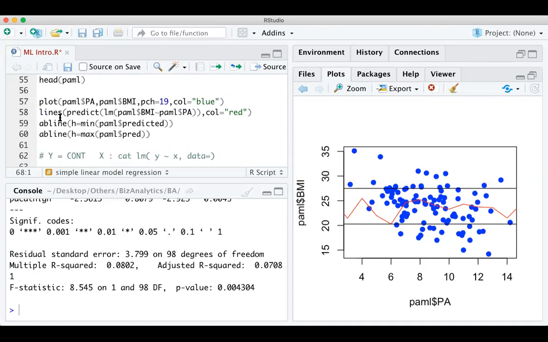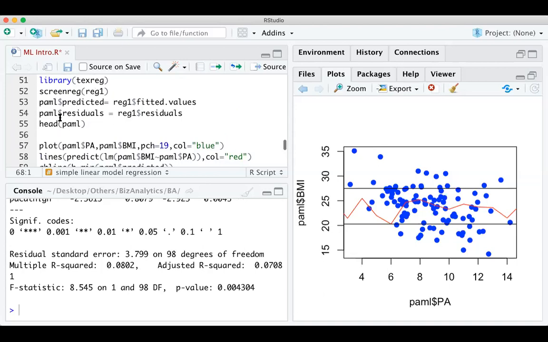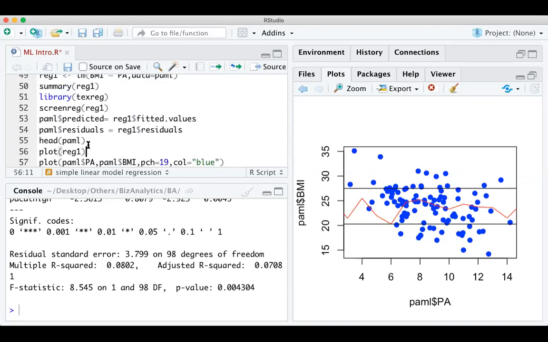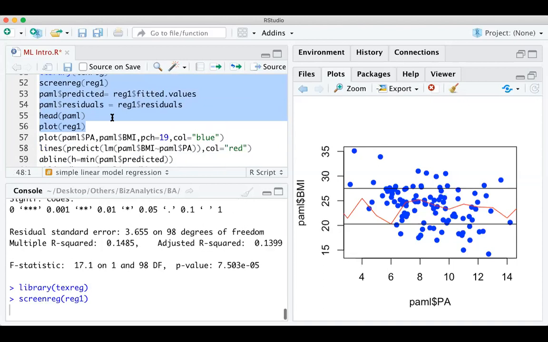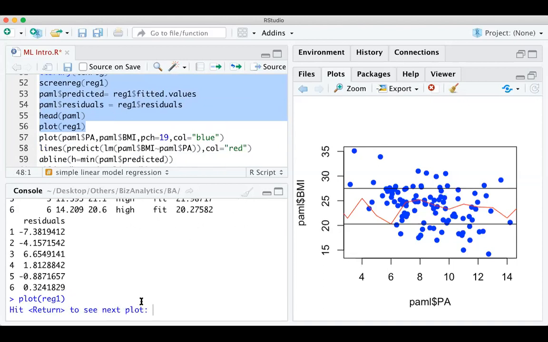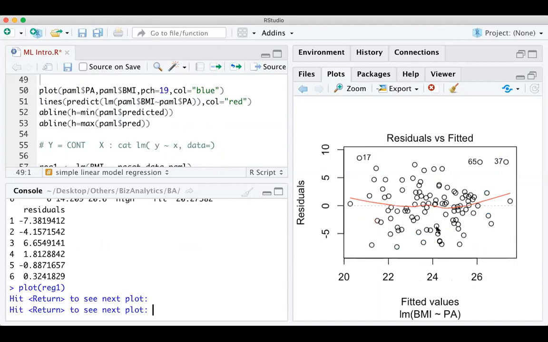I'll say what all the assumptions are, and whether we met them. Where is the regression? Okay, this is the regression term, right? So let me run all the commands together again. Now it is asking to hit for the next plot. So this is my first plot. What is this plot indicating? Now let me zoom this plot.